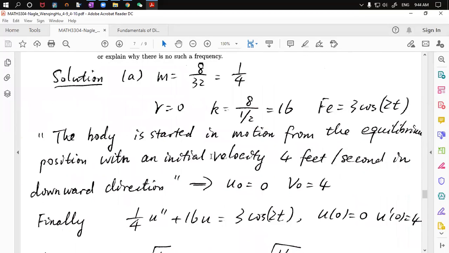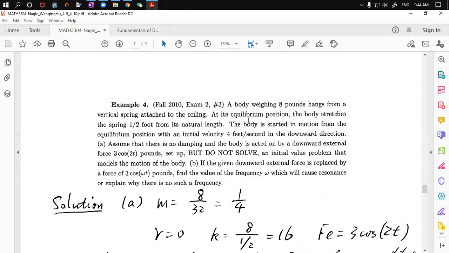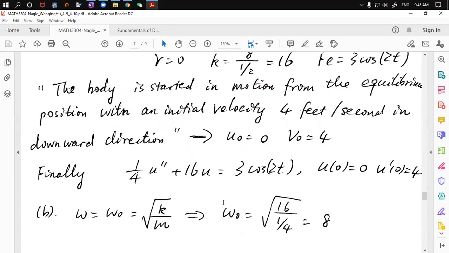So you can easily set up this equation. Let's quickly go over it. It's pretty much similar to the previous problem. So here the weight is 8 pounds. In terms of mass, you have to divide by g, so you get 1/4. And then the gamma is 0 because there's no damping. And what about the k? Well, mg is equal to kL. So 8 divided by L, where L is 1/2 foot, so you get 16. External forcing is 3 cosine 2t, so you can easily formulate such a problem.